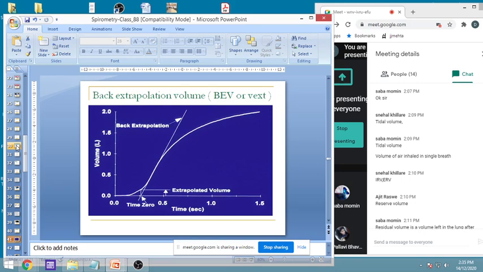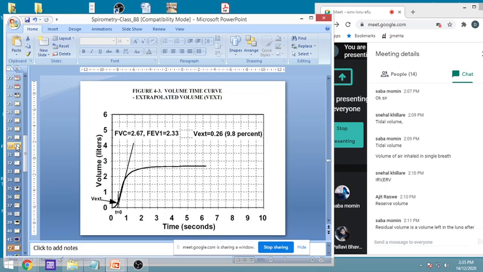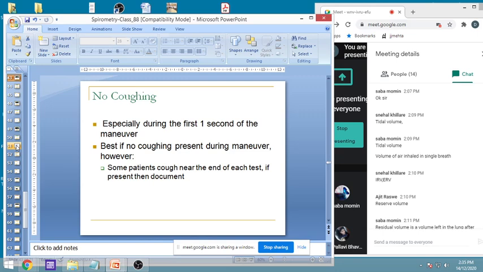Then if there is back extrapolation, that is BEV, an extra or extrapolated volume is there, then that has to be checked. So this is the volume time curve. You are checking FEV1, and the Vext is 0.6, that is 9.8%. That is another tool it is giving. See that there is no coughing during the first 1 second, because we are measuring FEV1 in 1 second. If coughing is there, it will disturb the readings.